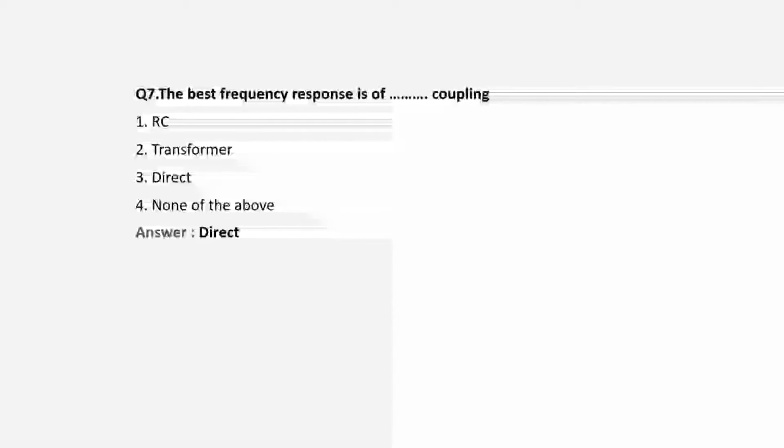In question number 8, transformer coupling is used for which type of amplification, whether power, voltage, current, or none of the above. Naturally, the answer is power, because we use transformers for high voltage amplification, sometimes also called power amplification.